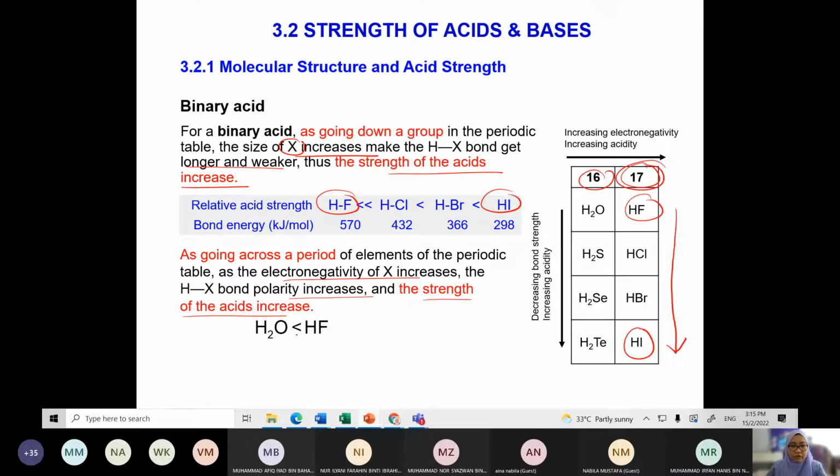H2O and HF. H2O is less acidic than HF. In fact, H2O has amphoteric characteristic, whereas HF behaves more acidic compared to H2O. Due to what? Due to the increase in electronegativity.